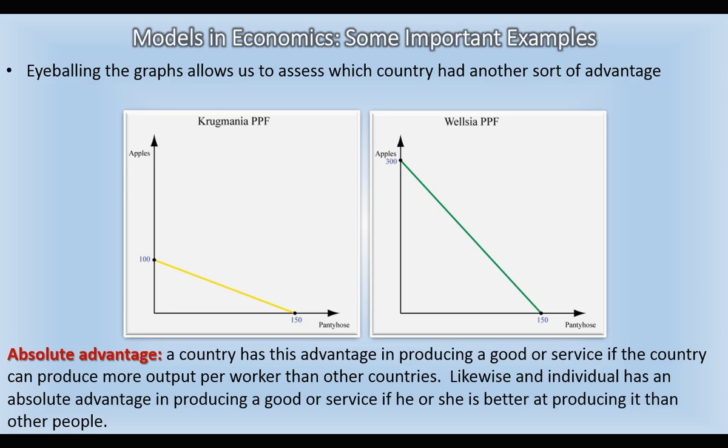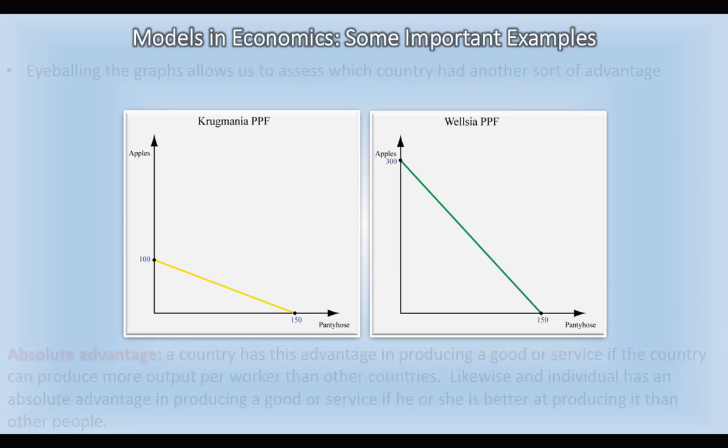And how we can identify that Welsia is better at producing apples is just the very fact that its y-intercept is bigger. But what that basically means is that if Welsia and Krugmania both dedicate all of their productive resources to just producing apples, Welsia can produce more. That means that they're better at producing apples overall. That's what it means. So they have an absolute advantage in producing apples. Is there an absolute advantage here in producing pantyhose? No, right? They can both produce 150 if they dedicate all of their productive resources to just pantyhose. So neither of them has an absolute advantage in producing pantyhose.